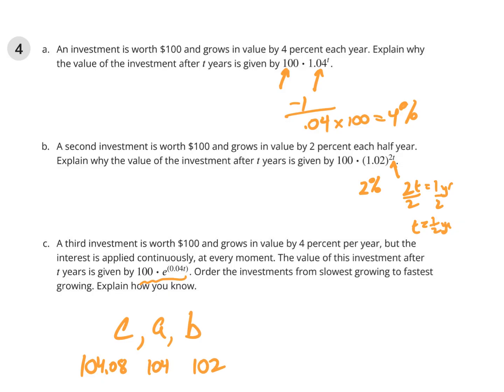And then in 10 years, C is $1 more. And in like 20 years it is $3 more. So the continuous one just grows faster.